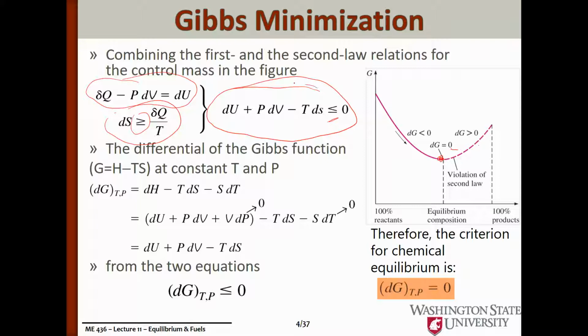So this is our definition of Gibbs energy here on the left. It's the differential internal energy plus the flow work minus this temperature times dS term, which covers the entropy.